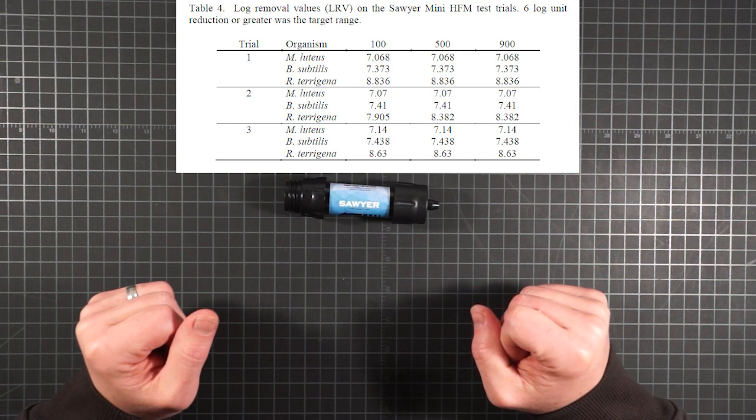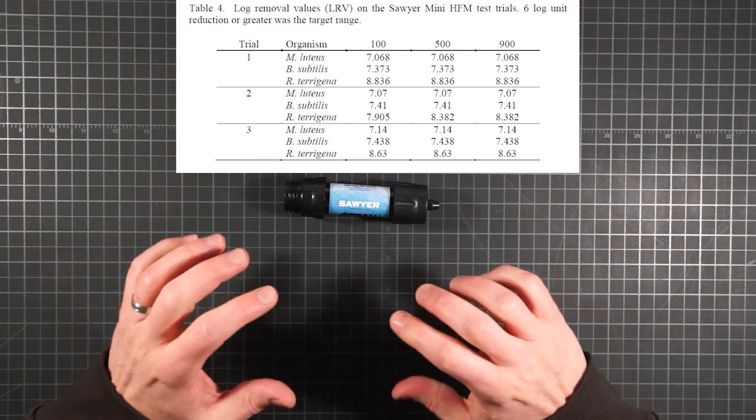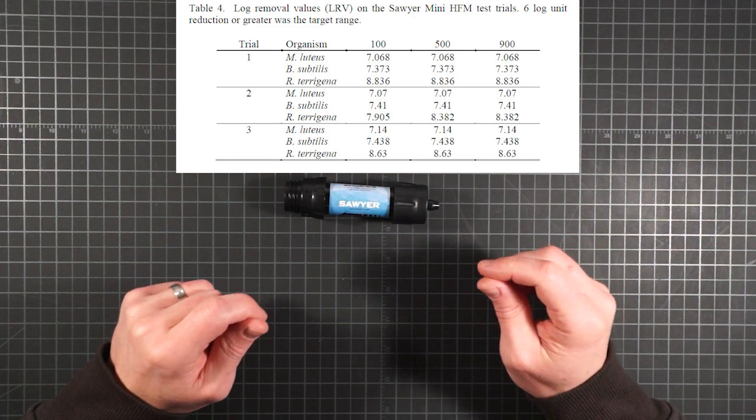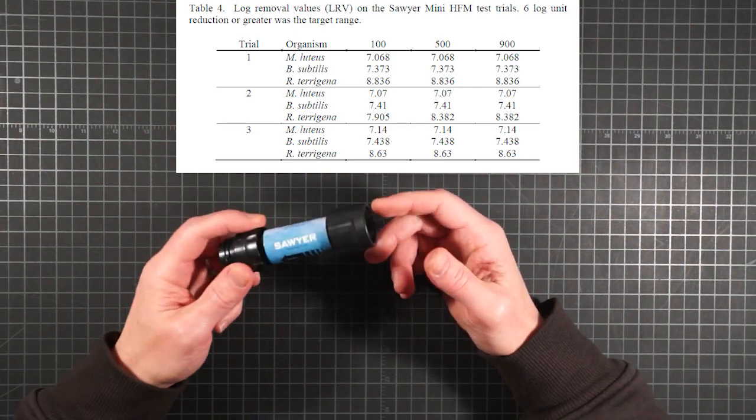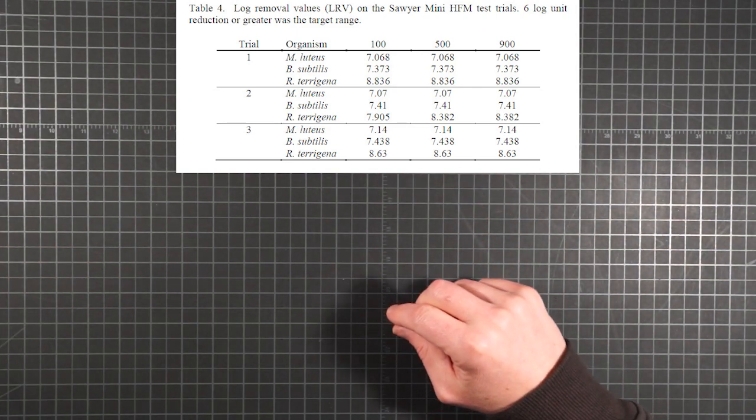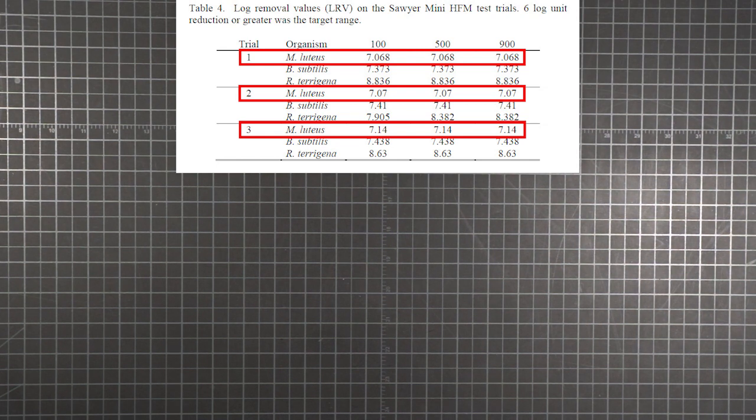And the filtrate was collected after 100, 500, and 900 milliliters of water passage. And this was done for each of 3 filters tested for a total of 9 results, shown here in Table 4. So as you can see, log removal values exceeded 7 for every sample. And that's 4 logs greater than the standard required to meet certification.